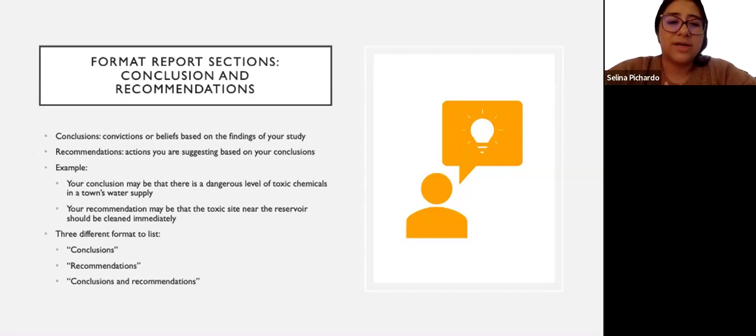There are usually three different formats to list for this. It can be conclusions, it can be recommendations, or it can be conclusions and recommendations. It's just going to depend on the flow of your report. You might need to label both. You may be able to wrap it all up in a conclusion. I've seen all of these: just conclusion, just recommendations, or conclusion and recommendations. It's all going to depend on your field and the needs of your readers.